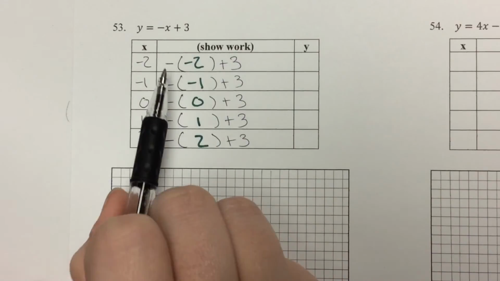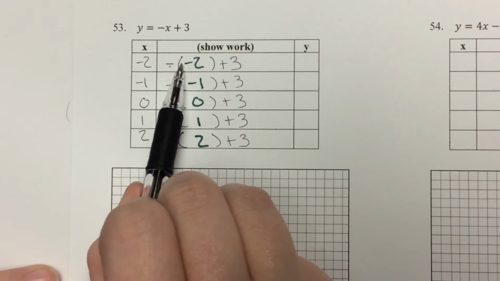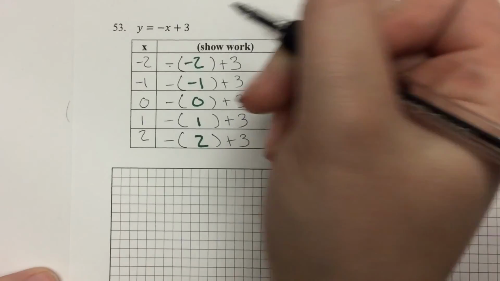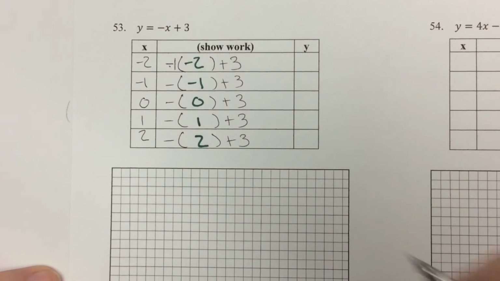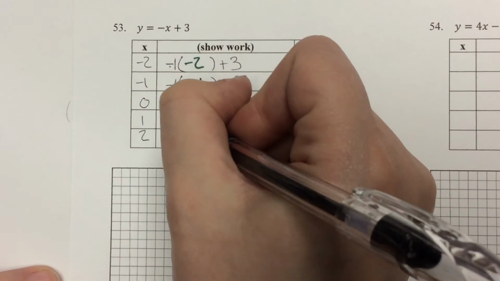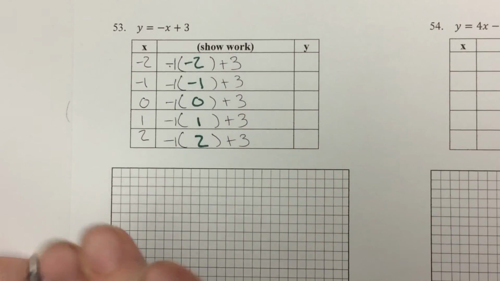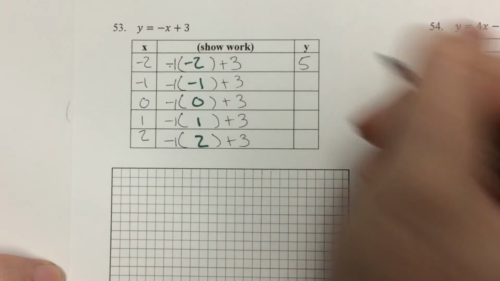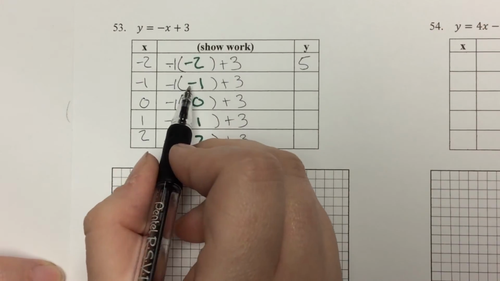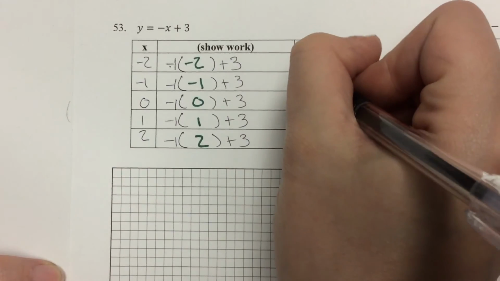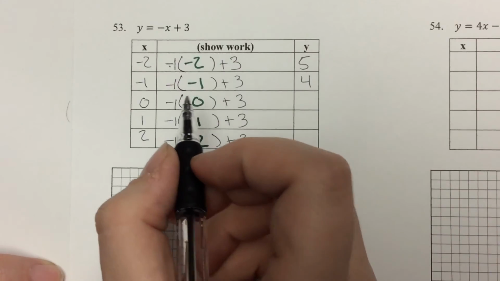Okay, let's look at this. We have negative times a -2. This is double negatives. This is like saying this is -1 here. All of these should say like -1, -1, -1. Okay, so -1 and -2 makes a +2 plus 3, and that's 5. -1 and -1 makes a +1 plus 3, and that's 4. You get the idea. Keep going down.